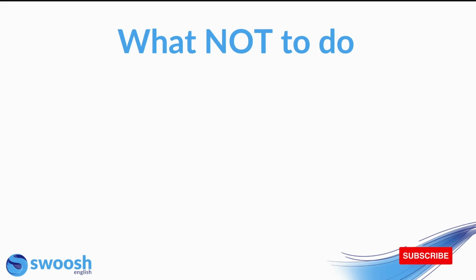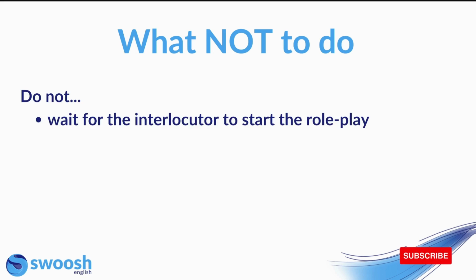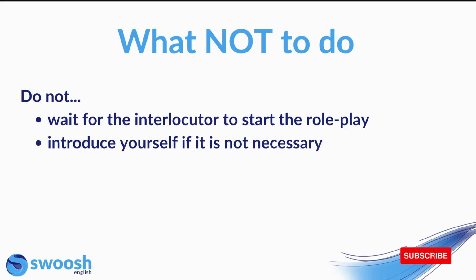Now, I want to talk to you a little bit about what not to do. So the biggest mistakes that OET candidates make in their speaking test. Firstly, do not wait for the interlocutor to start the role play. It is your job to start the consultation, so make sure that you are the one who confidently begins the role play and you're not waiting for your interlocutor to start.